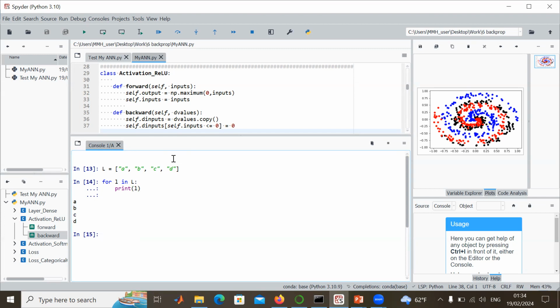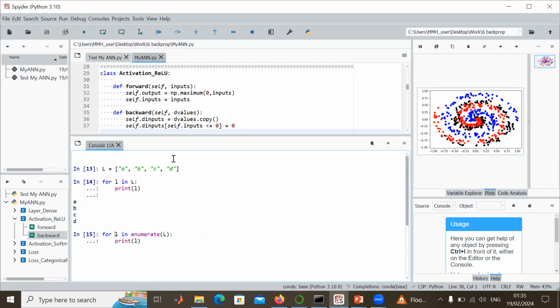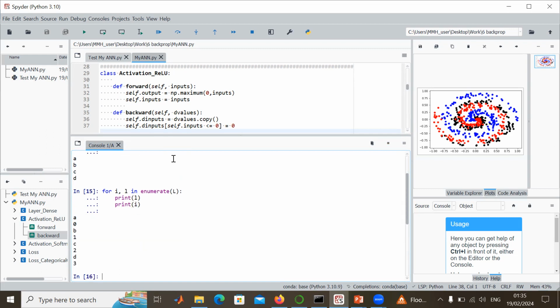But sometimes you also want to have the index. You could just add something like a counter, but there's another method: you can just say enumerate. Then you will not only get the content, you also get the index. So let's print both, the content and the index. I print the content, which is L, and I print the index, which you can see here, which is I.